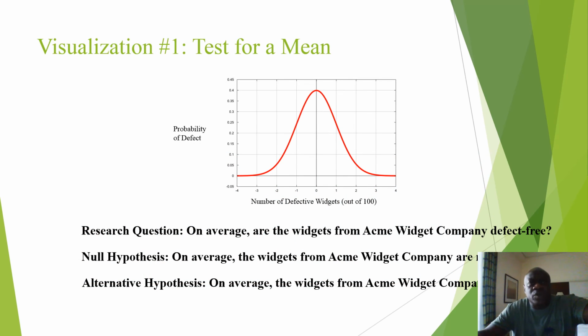So for this one, we're going to be doing visualization test for a mean. In order to understand this, we have to start with the mean, which is the highest point of a bell-shaped curve. The curve is roughly symmetric about the mean. The tails appear on both sides of the mean. Now, it is imperative that we understand what we're talking about here.